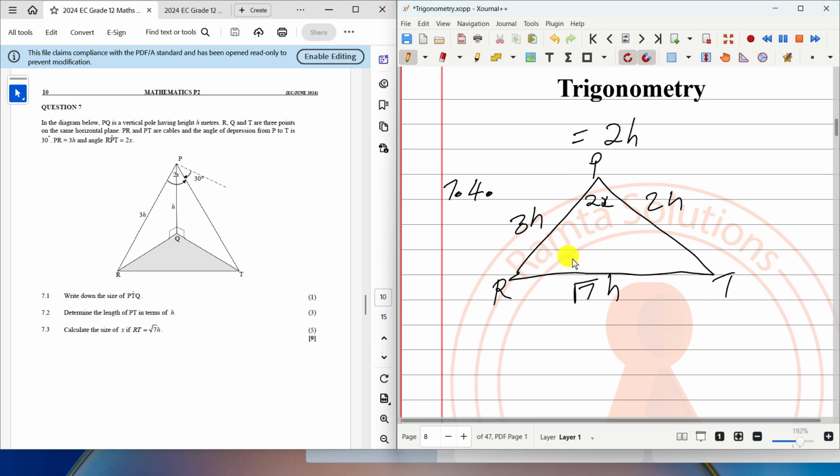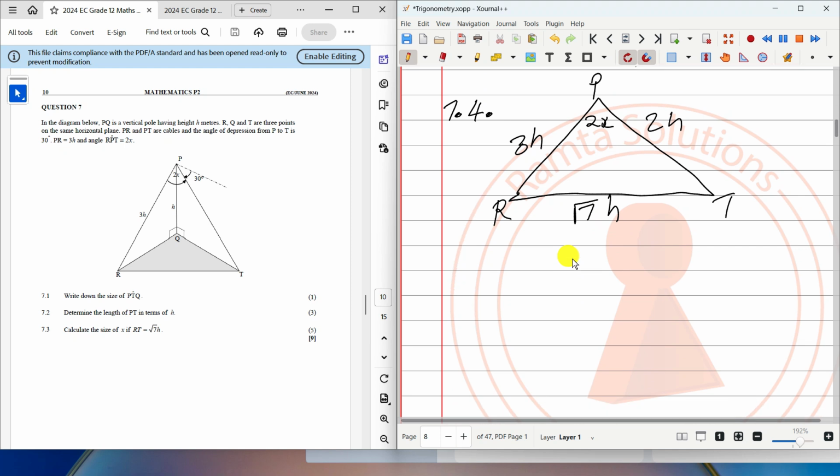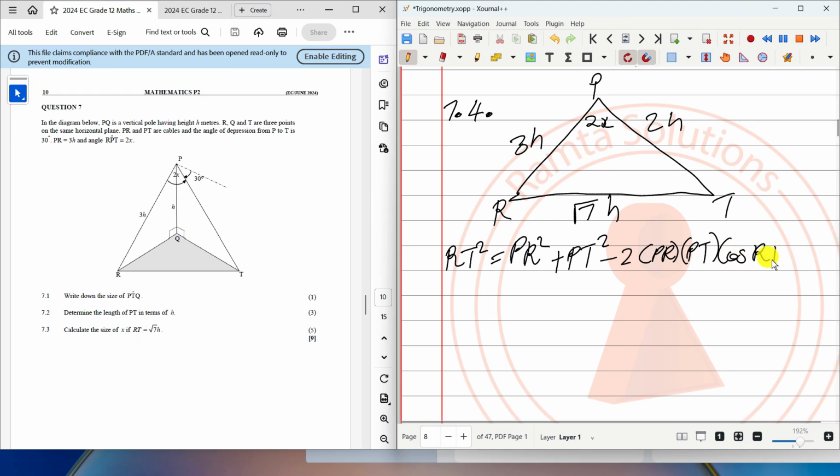So we can only use the cosine rule for this. To use the cosine rule, we will say RT squared equals PR squared plus PT squared minus 2 times PR multiplied by PT multiplied by cos of the angle given, which is angle RPT.